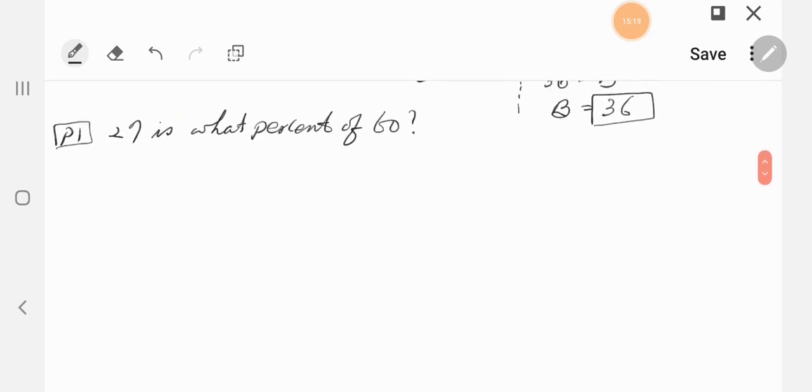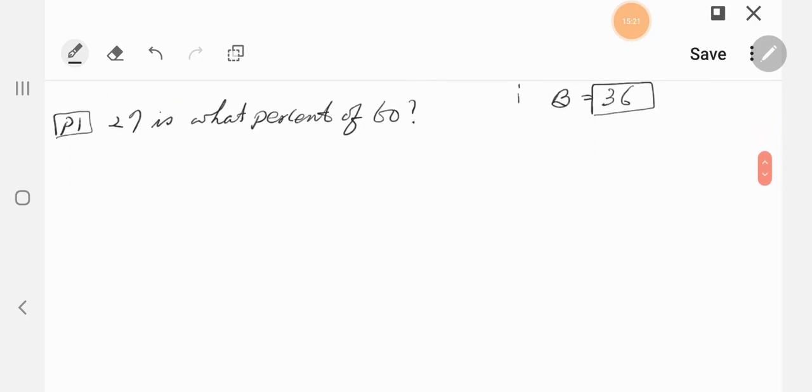Okay, let's try problem 1. Pause and you try. Okay, are you done? Okay, what percent? 27 is what percent of 60? Look at this. This 60 is the base, right? Base. And what percent is the percent, right? Percent. And then 27 is the amount.